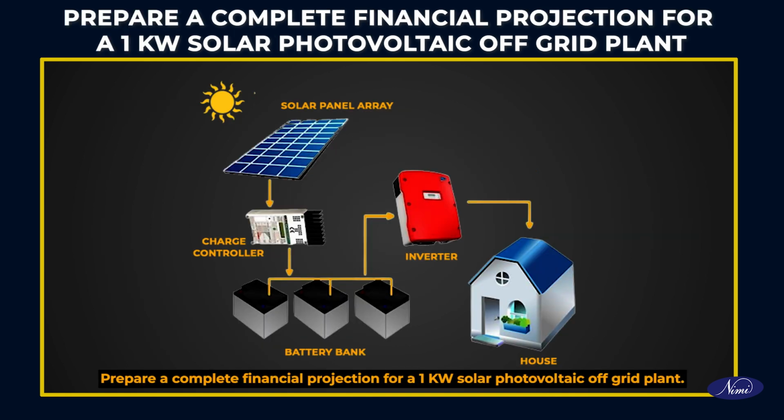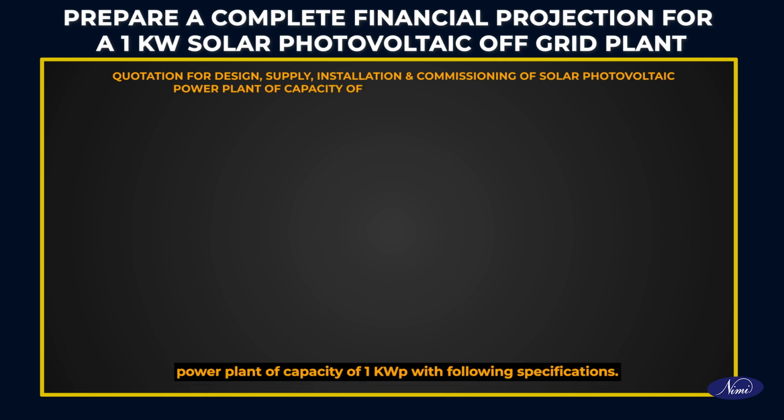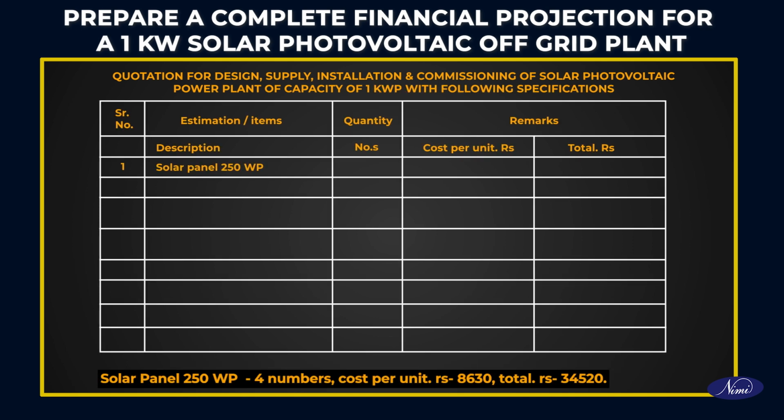Prepare a complete financial projection for a 1 kilowatt solar photovoltaic off-grid plant. Quotation for design, supply, installation and commissioning of a solar photovoltaic power plant of capacity 1 kilowatt with the following specifications. Solar panel, 250 watt power, 4 numbers. Cost per unit ₹8630. Total ₹34,520. Solar inverter, 1 number.